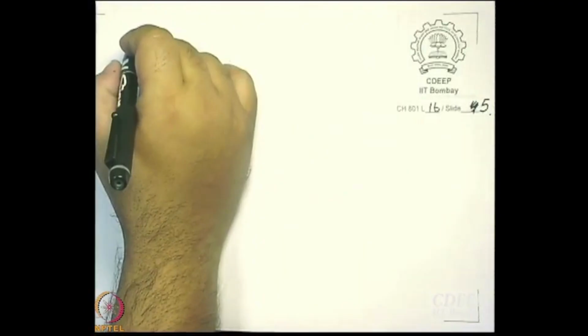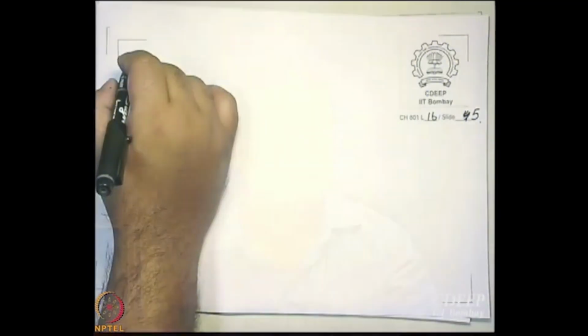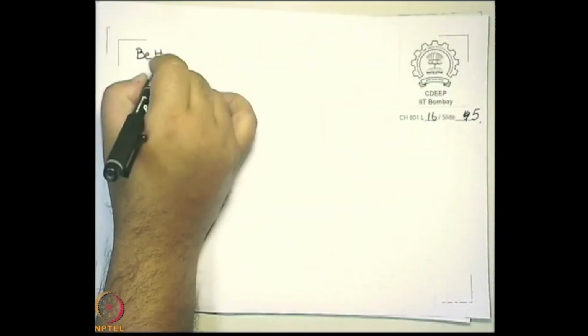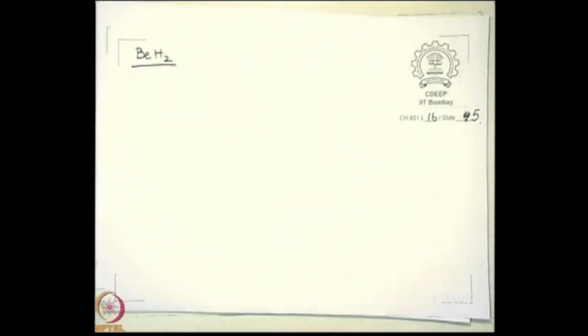Okay, so we start with a very simple situation. All right, so we start with a very simple molecule. What will we start with? H2 is boring. So what I'll do is I'll start with a 3-atom molecule, BeH2. What is the geometry of BeH2? Why? No, don't say that.